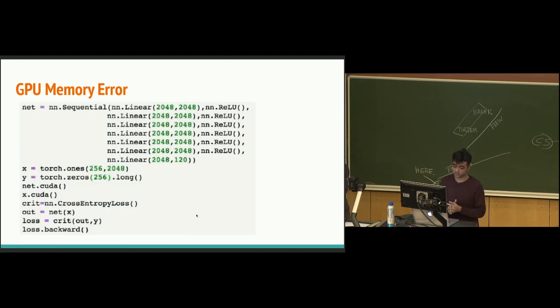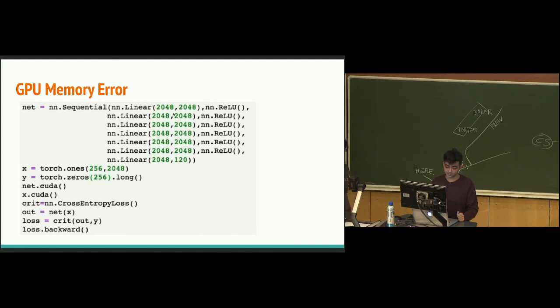And then one more thing to keep in mind is that your memory in the GPU is limited, and it can only hold a certain number of parameters and data. So here, I'm making this really big neural network, which has many linear layers, and each linear layer has 2048 neurons. The number of weights in a linear layer is basically the product of the number of neurons in the previous layer times the number of neurons in the next layer.